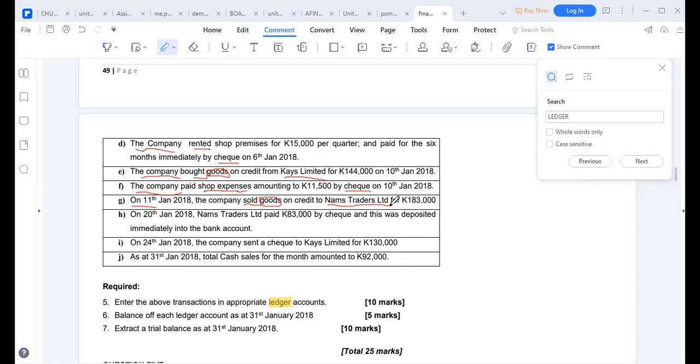So sales account is always a giver. Sales will never be debited. Whenever sales is taking place, you always credit. Always. And the person to whom we are sending the goods, NAMS, will now be the receiver of the goods, so it will be debited. Are we okay there? Okay.